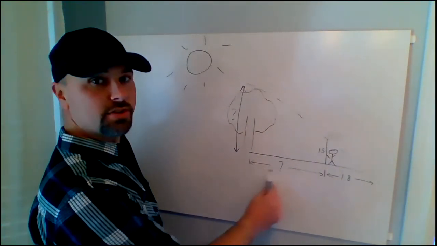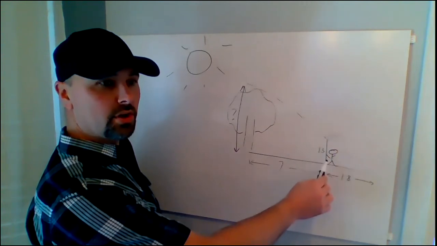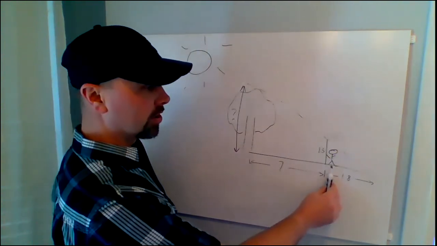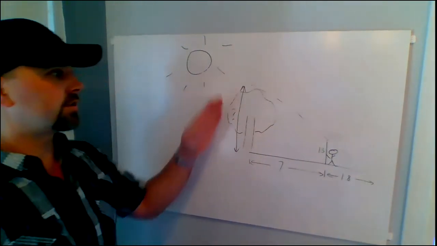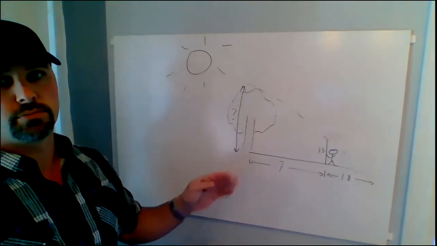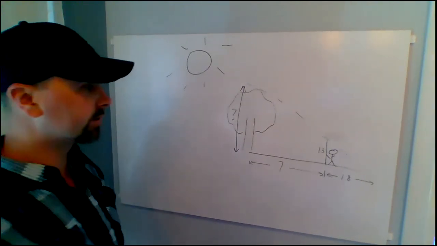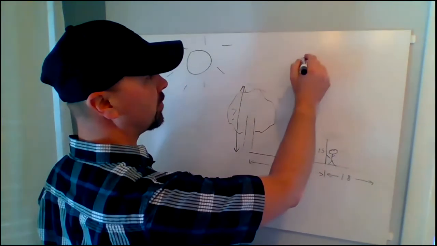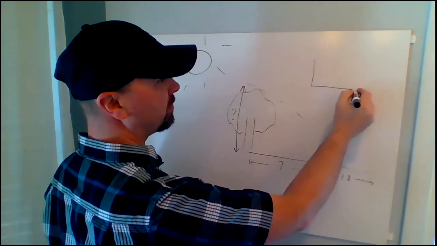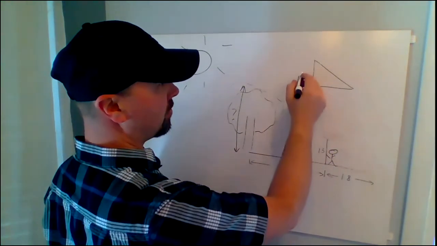She is 7 meters in front of the tree. She is 1.3 meters tall. Her shadow is 1.8 meters. The question is how tall is the tree? Okay, and so we need to see that these are similar triangles. And maybe like I told you to do on that last problem, go ahead and break them apart. Maybe when you break them apart, go ahead and actually draw the triangles. So this is the small one.